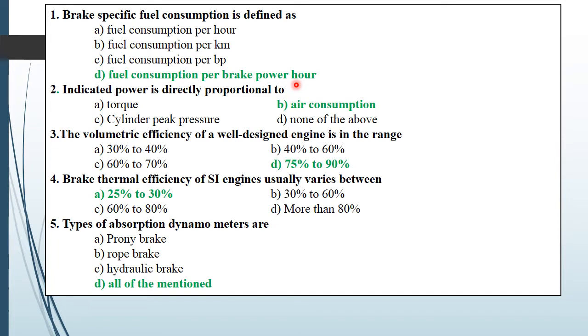As we know, brake specific fuel consumption is nothing but the ratio of fuel consumption per unit time, mentioned in kg per hour, to the power produced by the engine in kilowatt. So it is mentioned in kg per kilowatt hour. So the brake specific fuel consumption is nothing but the fuel consumption per brake power hour.